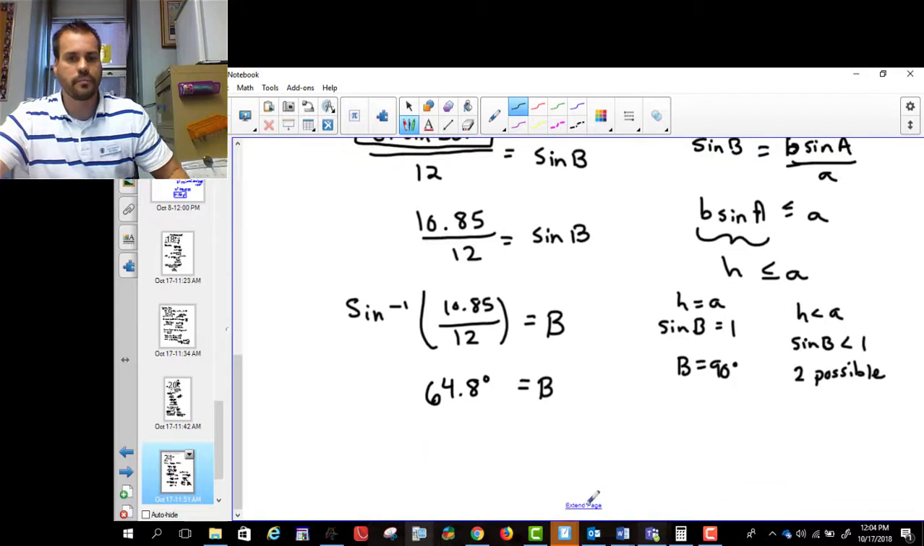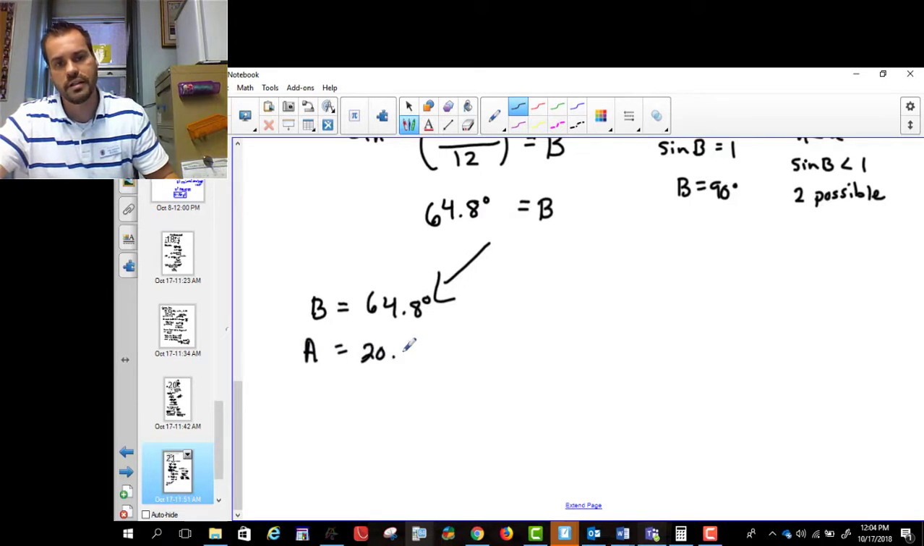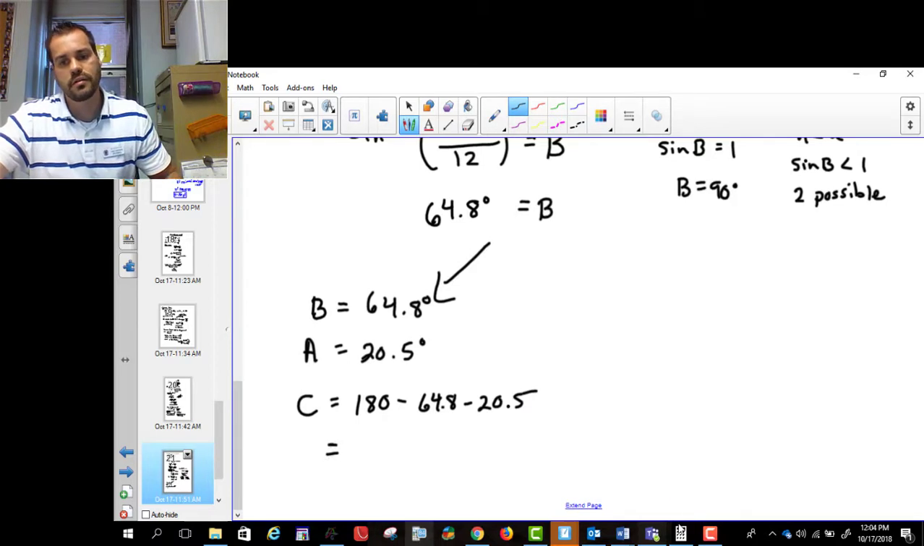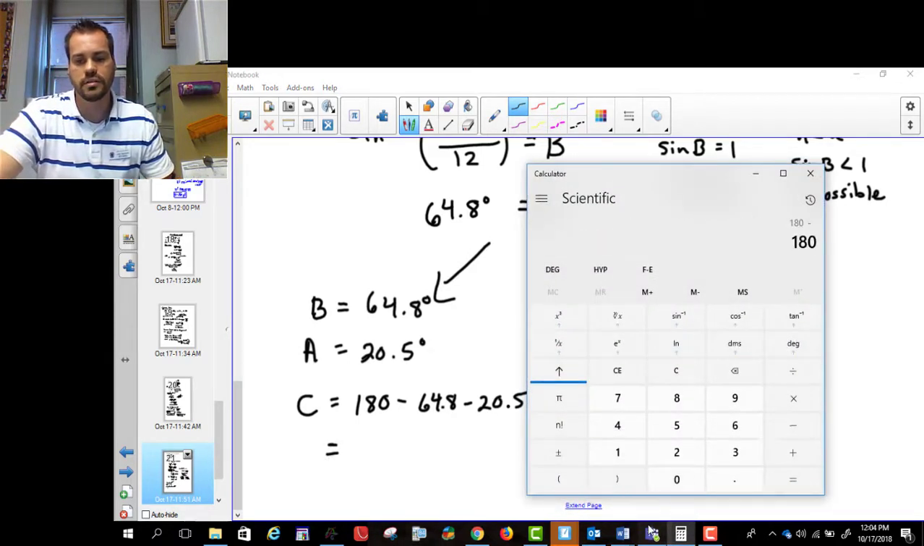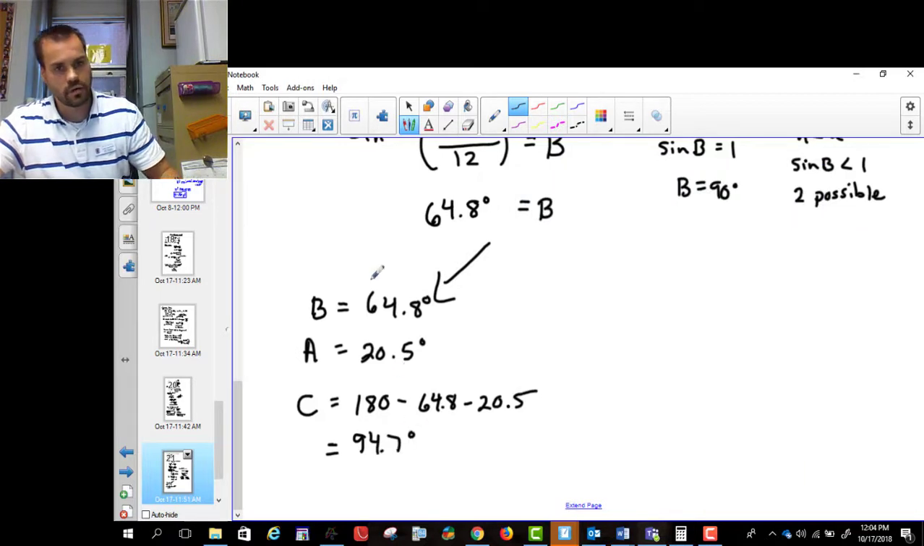So then we say, okay, here's our two possibilities. It's either 64.8, angle B is, and that means that if A is 20.5, we can find C as 180 minus these two, so 180 minus 20.5 minus 64.8. We get 94.7, so that's one set of angles, and those all work, that's fine.